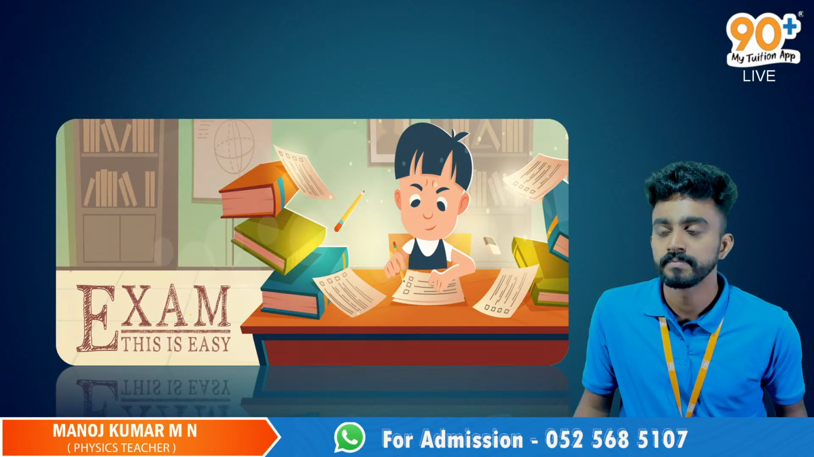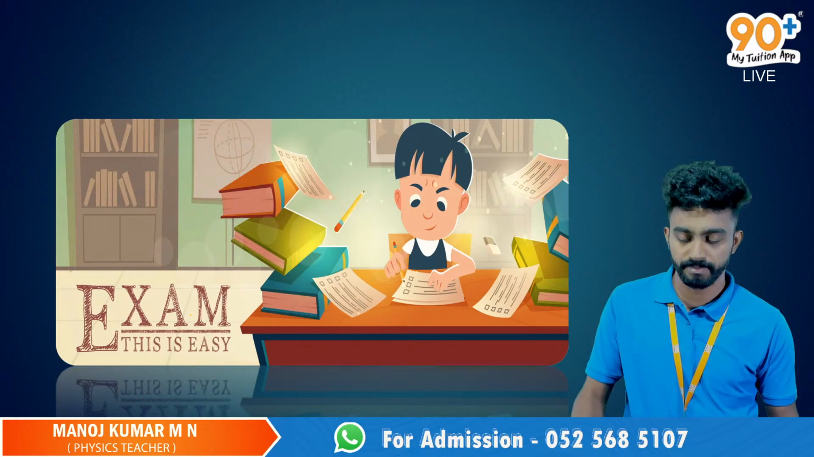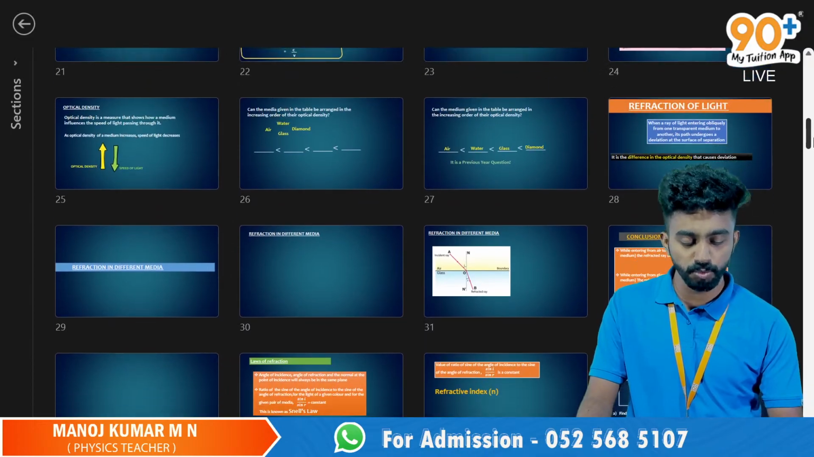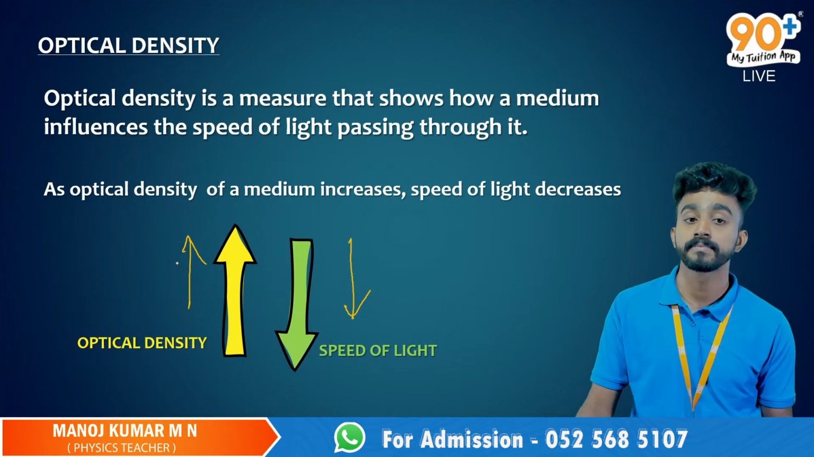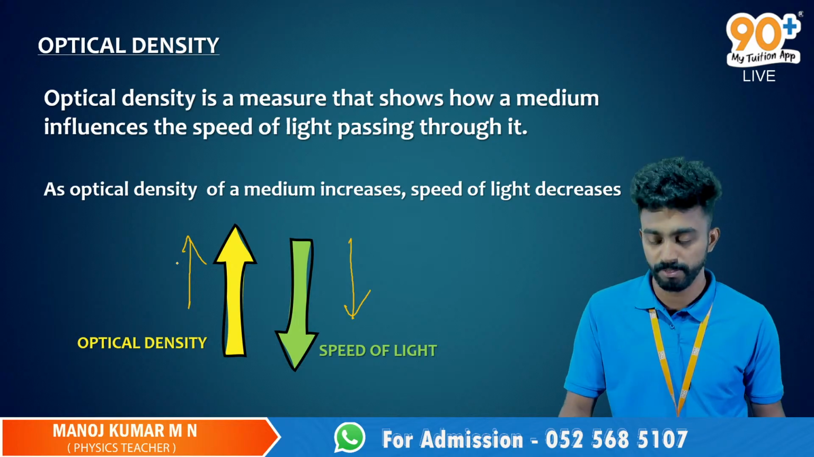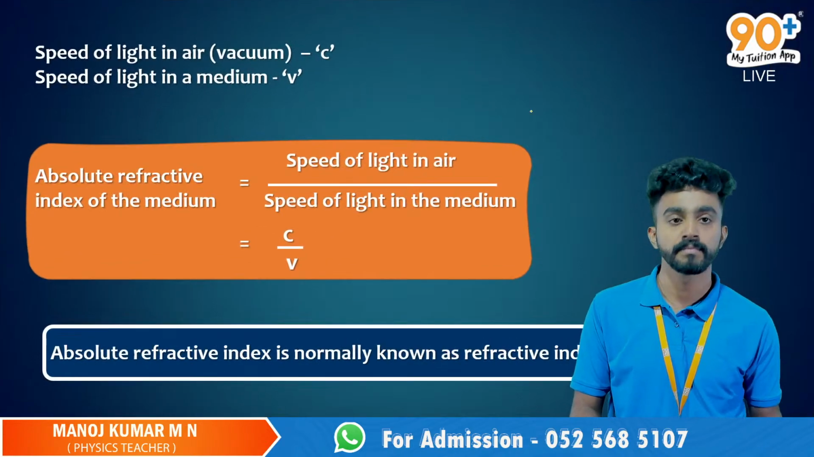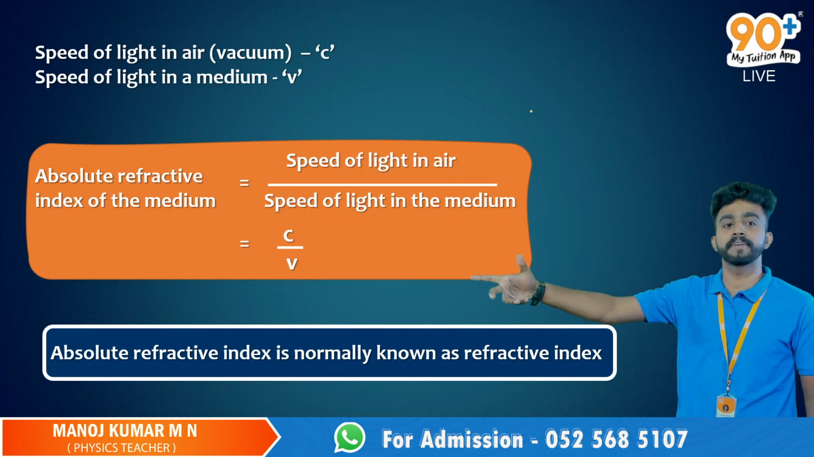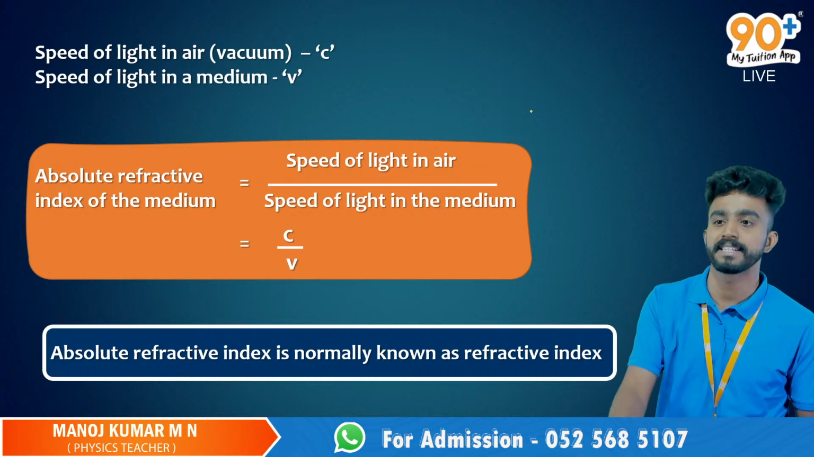Someone is asking for the second last slide. Who wants it? Sridhya, which one, optical density or the table? If you are asking about the table, it's given in your textbook. The absolute refractive index was already there in the previous slide; only this particular point is added. Absolute refractive index is normally known as refractive index.